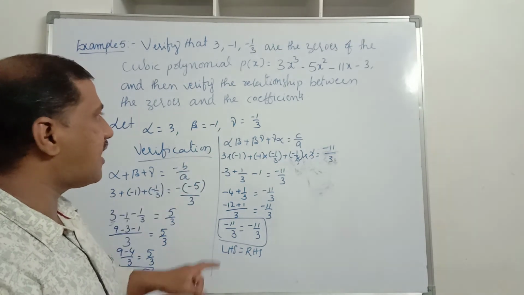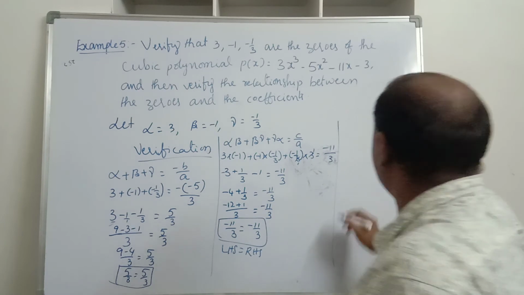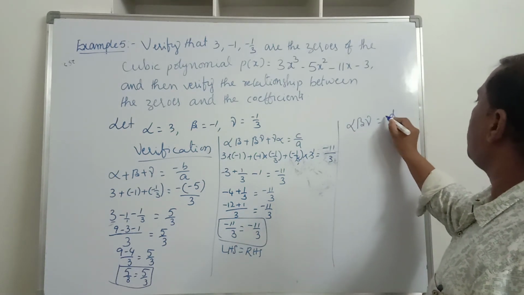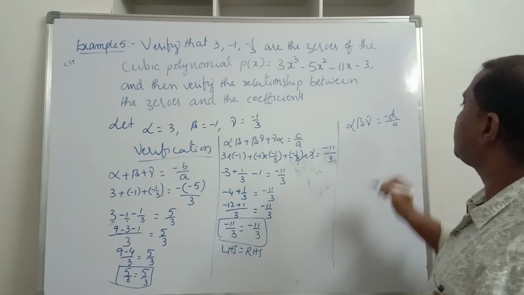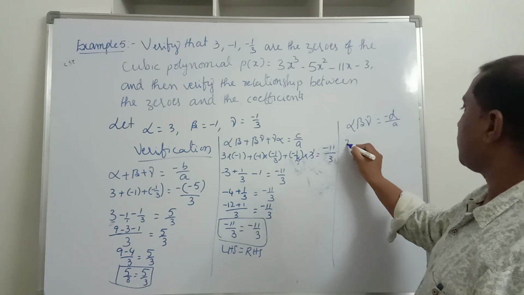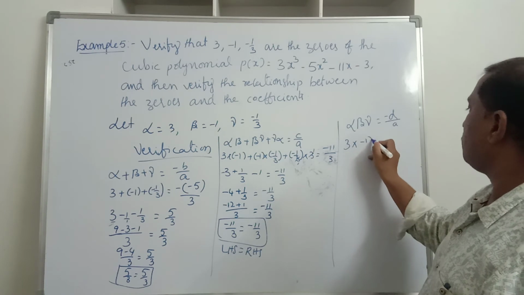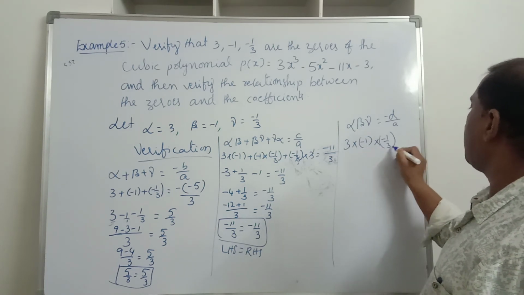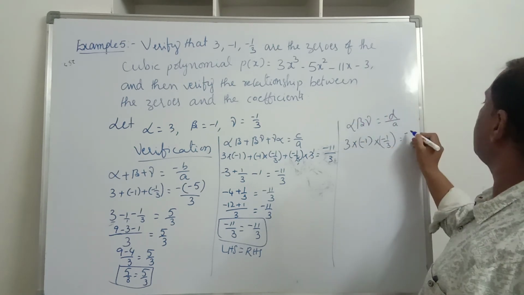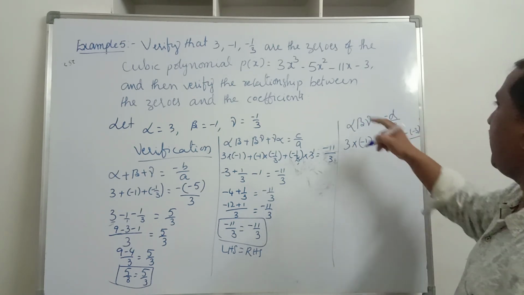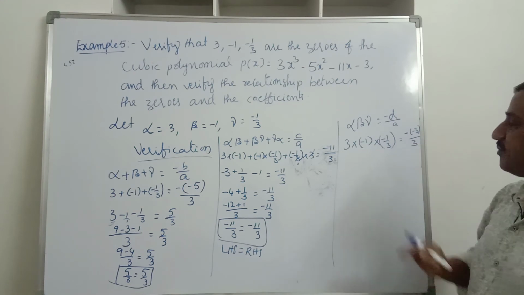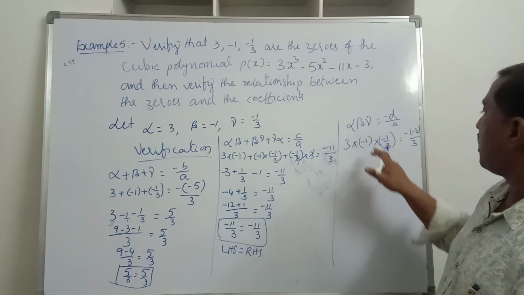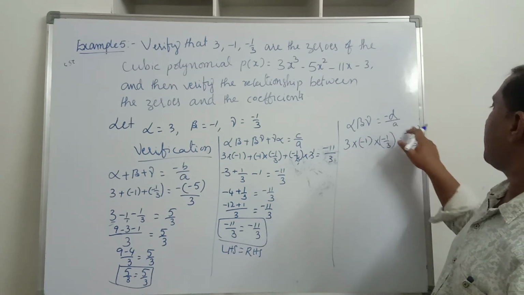Now the third relationship is the product of the zeros, that is alpha into beta into gamma is equal to minus d by a. Alpha is equal to 3, beta is equal to minus 1, gamma is equal to minus 1 by 3. That is equal to minus d, where d is minus 3, by a, which is 3. Substitute alpha as 3, beta as minus 1, gamma as minus 1 by 3, and d as minus 3.